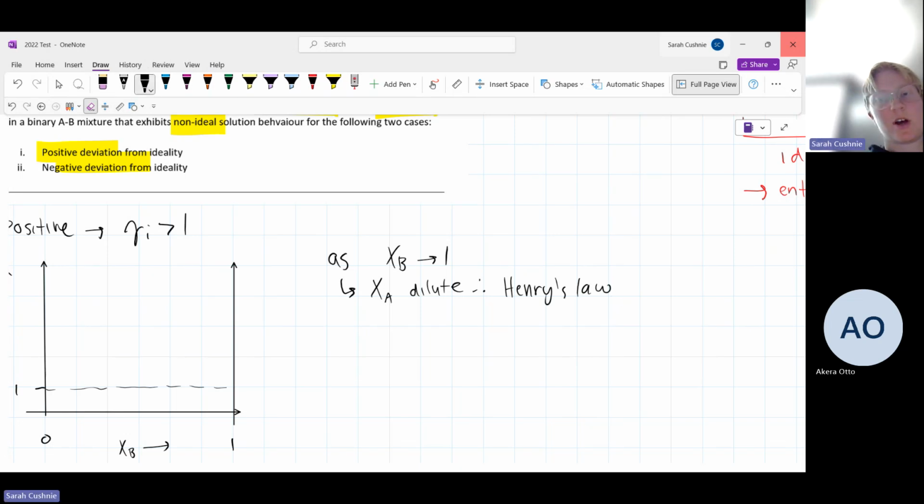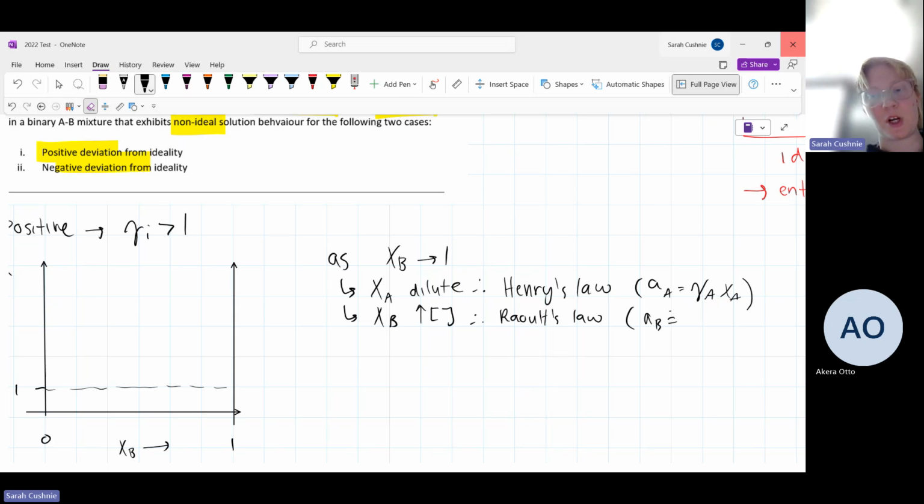Essentially, Henry's law is aA is equal to gamma a xa. But that means that if Henry's law is happening in A, then in B we're going to have Raoult's law. xb is a high concentration, so it's going to behave like Raoult's law. So aB is approximately equal to xb, so gamma B is going to be equal to 1. Do you have to write all this? No, but this is where my brain is going, so I'm trying to figure out what is going on here.